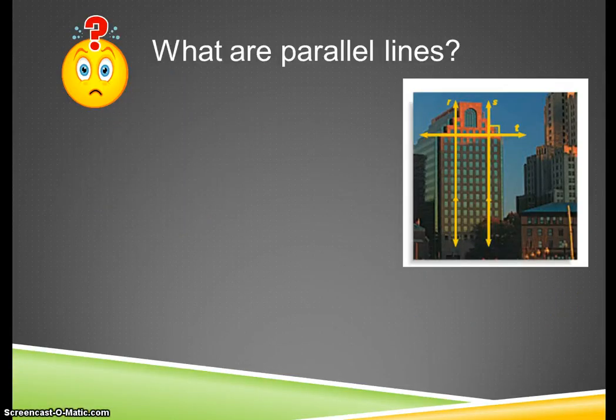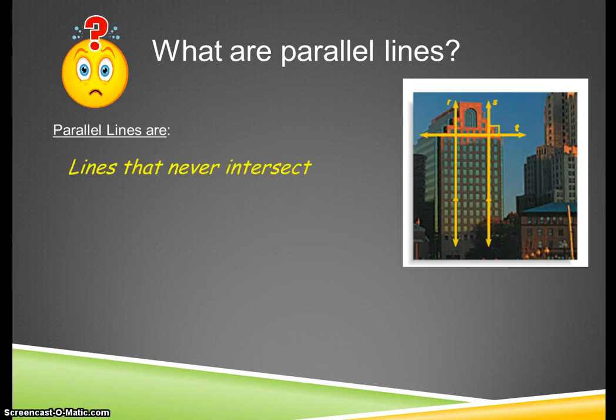So what are parallel lines? Parallel lines are lines that never intersect. Notation: R is parallel to S. As you can see, these two slanted lines right here represent parallel.